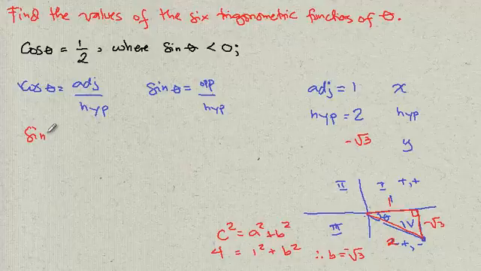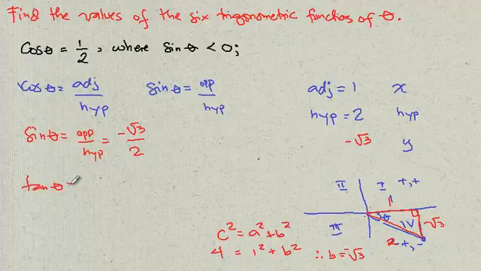If we have sine theta, it is opposite over hypotenuse. Opposite is the y, negative square root of 3. Hypotenuse is 2. So we have that. Cosine, sine, then we have tangent. Tangent theta is just opposite over adjacent. Opposite is y, so that's negative square root of 3. Adjacent is 1. So that's just negative square root of 3.